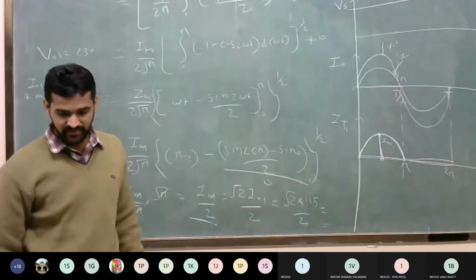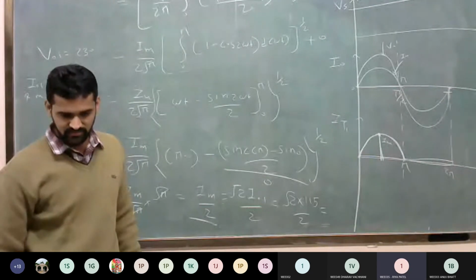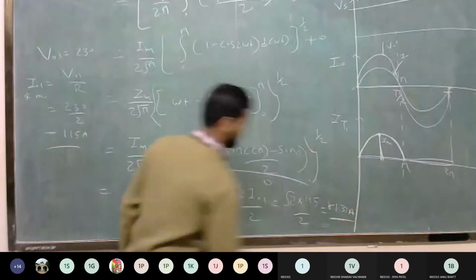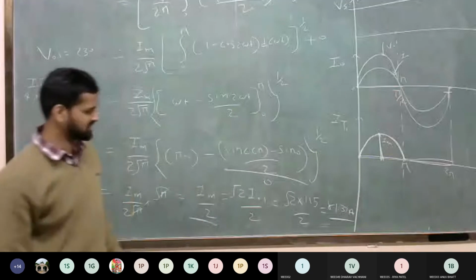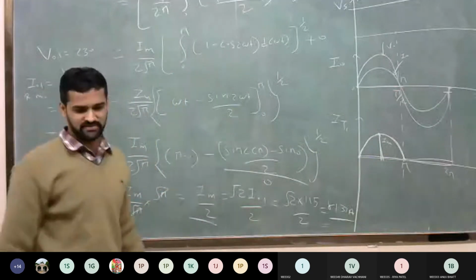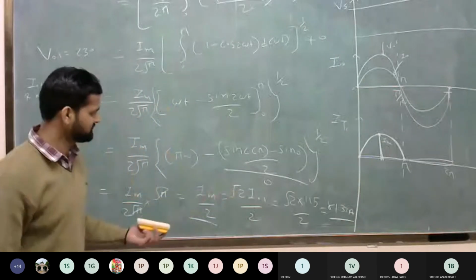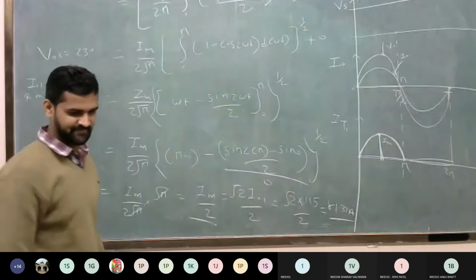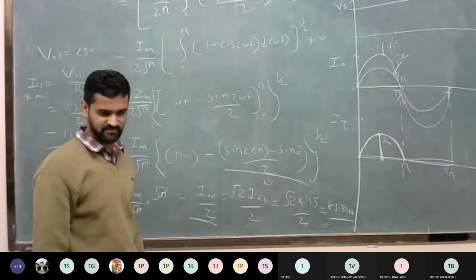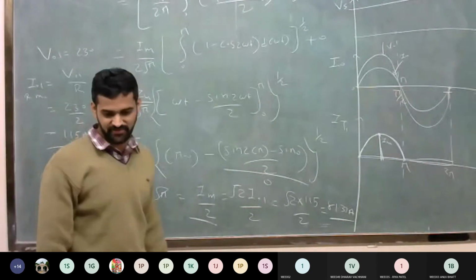Yes, 81.317. We also get the answer 81.33 ampere. That is the RMS value of thyristor current here. Did all of you get this point? Any doubt? Is there a doubt to anyone? Yes or no? No.